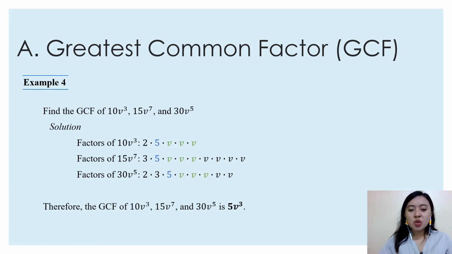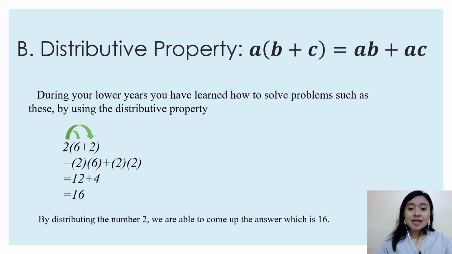Now looking at our solution here, we can see that all three terms have the factor 5 in common and 3 factors of v in common. So 1, 2, 3, 1, 2, 3, 1, 2, and 3. So therefore, the GCF of 10v cubed, 15v to the power of 7, and 30v to the power of 5 is 5v cubed. Next, let's take a look at the distributive property of equality.